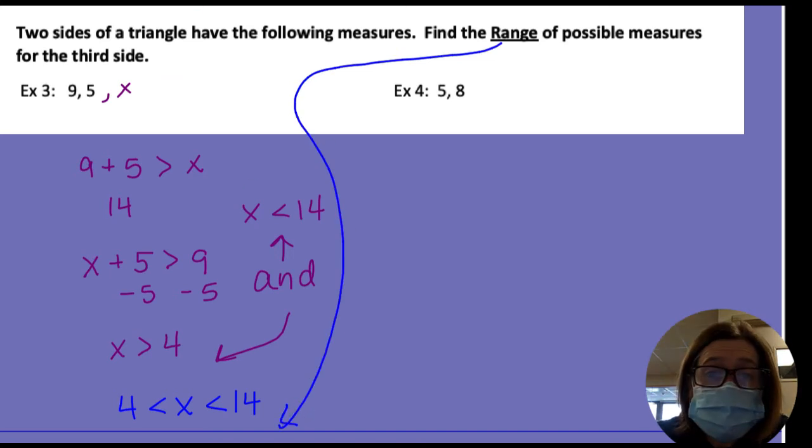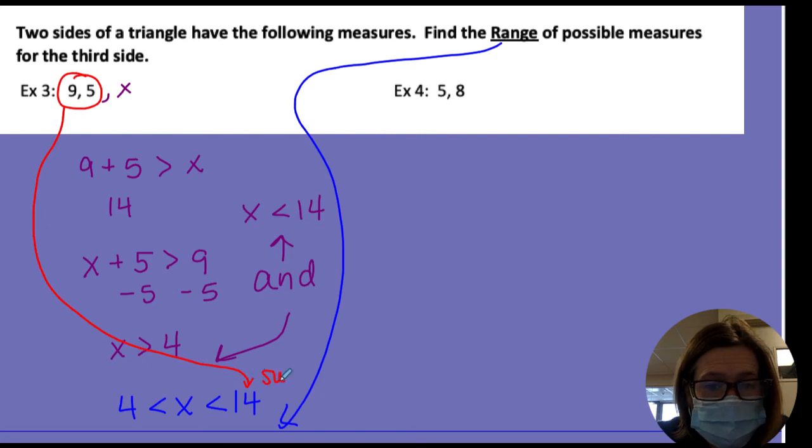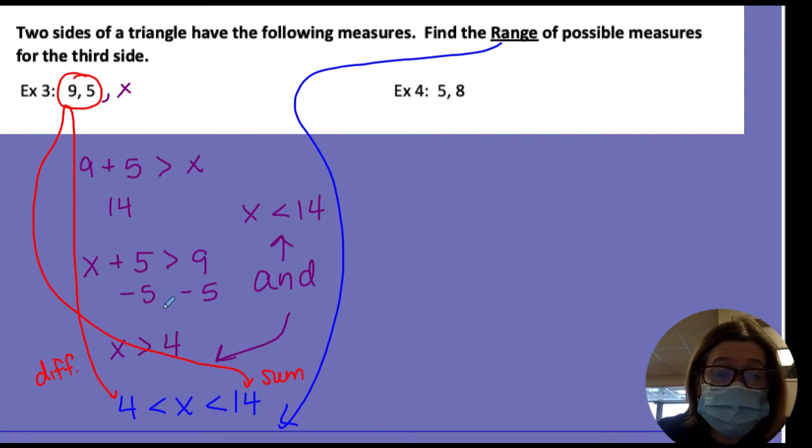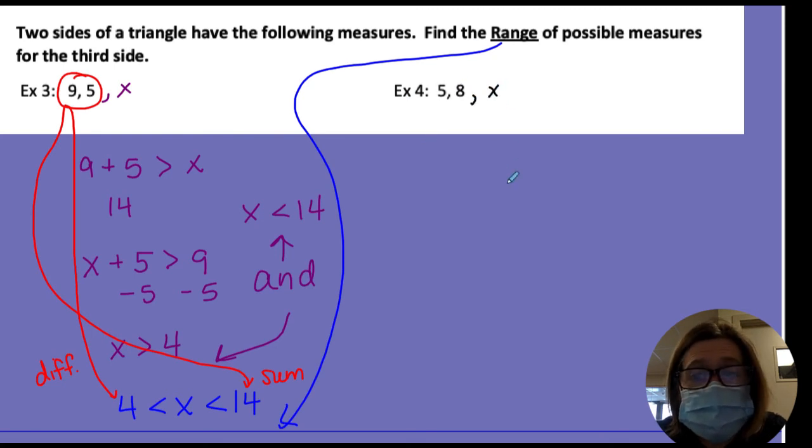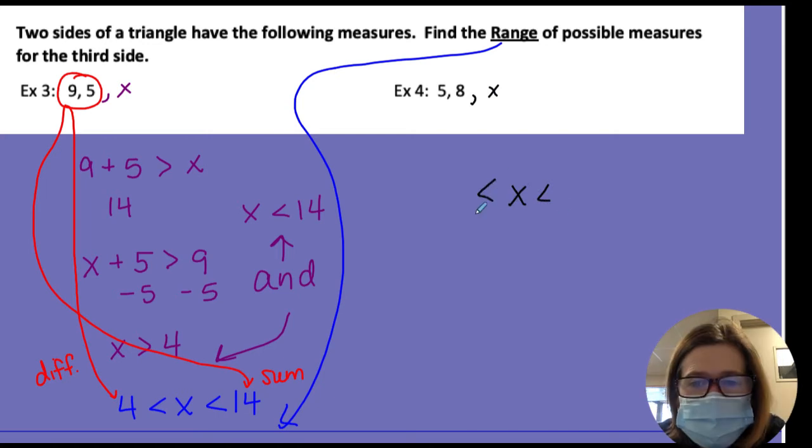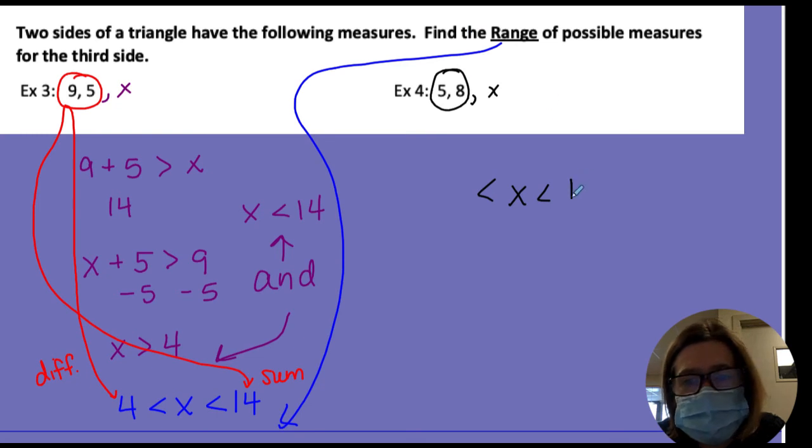Now I wanted you to start noticing this number is the sum. This number is the difference. So when you're trying to find the range of values for that third side, it has to be between the sum and the difference. Let's use that idea here. So 5, 8, I'm going to make the next one x. So x would have to be between, and I'm going to snuggle it between with a compound inequality, the sum of 8 and 5, which is 13, and the difference of 8 and 5, which is 3.